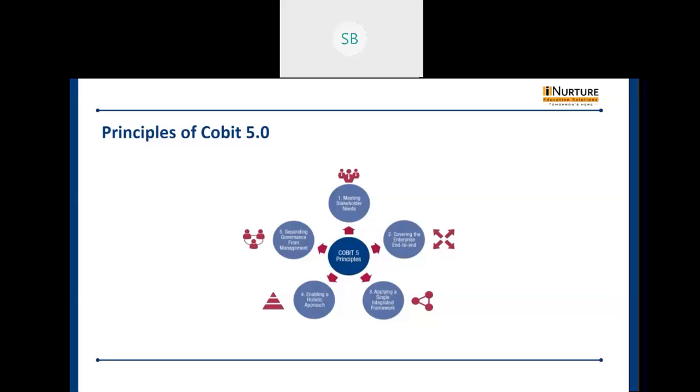So all these things are done by the CIO using the COBIT environment. Next is covering the enterprise end to end. So you can see the governance enablers are basically the organizational resources for governance and the enterprise resources. The governance scope encompasses the enterprise organization, including all the entities, tangible and information assets.